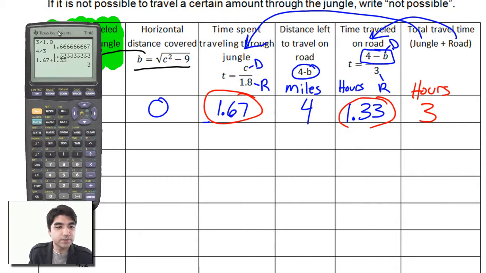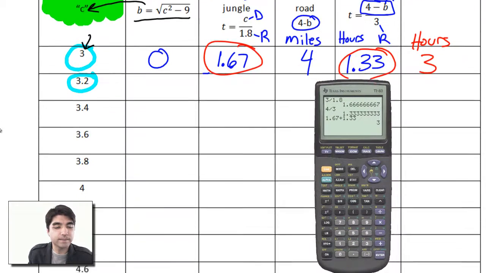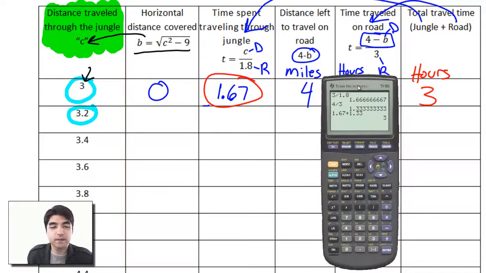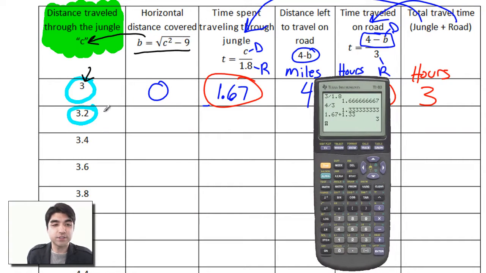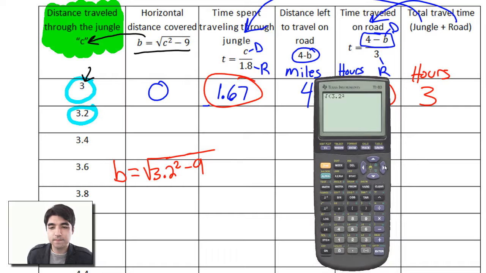So let's do 3.2. So if we travel 3.2 miles through the jungle, that would be b equals square root of 3.2 squared minus 9. So on our calculator we can do the square root of 3.2 squared minus 9 equals 1.11.